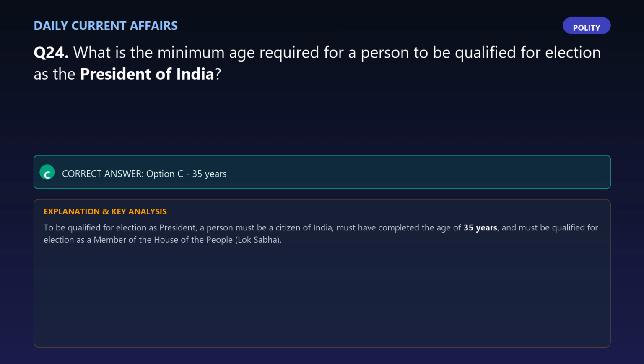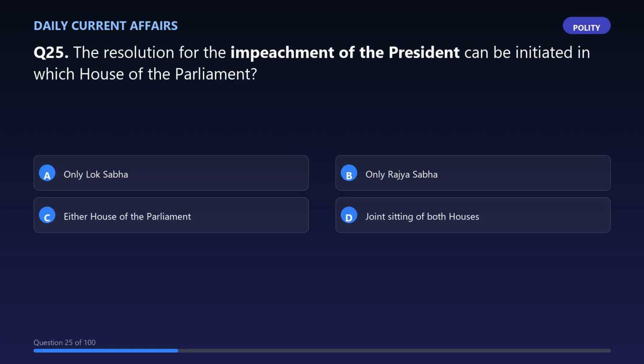The correct answer is option C, 35 years. Explanation. To be qualified for election as President, a person must be a citizen of India, must have completed the age of 35 years, and must be qualified for election as a member of the House of the People, Lok Sabha. Question 25. The resolution for the impeachment of the President can be initiated in which House of the Parliament?